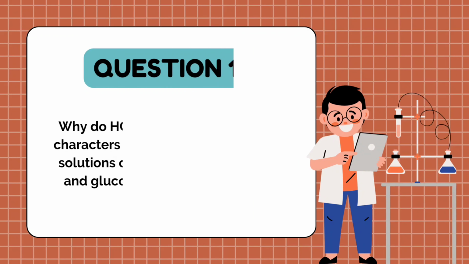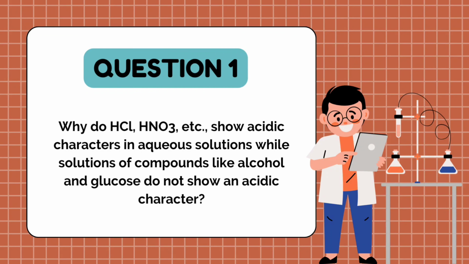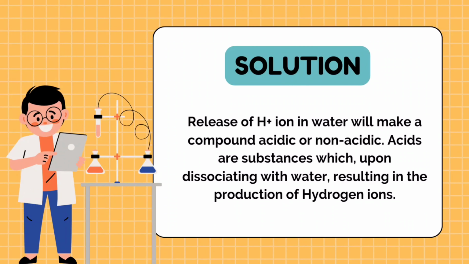Question 1. Why do hydrochloric acid, nitric acid, etc., show acidic characters in aqueous solutions while solutions of compounds like alcohol and glucose do not show an acidic character? Solution. Release of hydrogen ions in water will make a compound acidic or non-acidic.